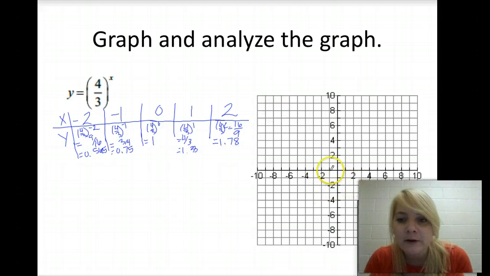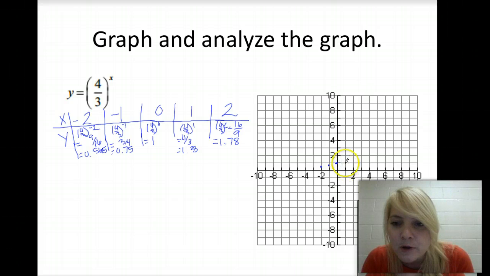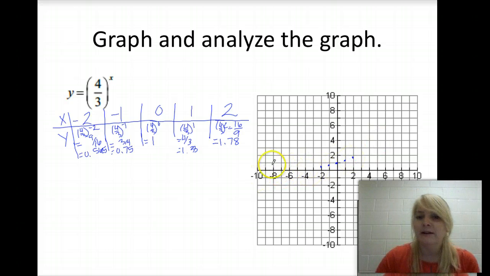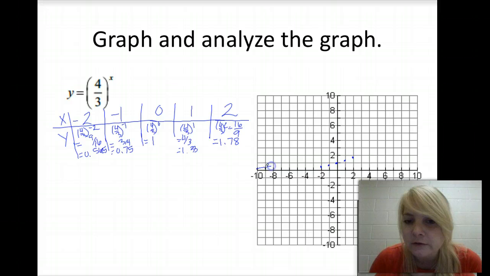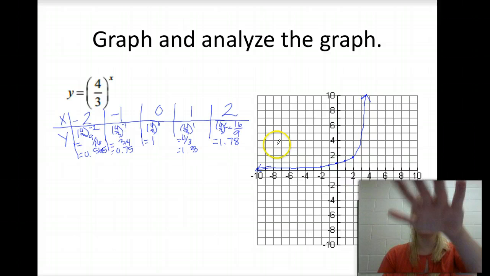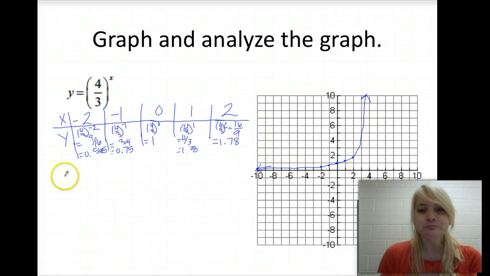So we're going to plot these points. So -2, go up a little more than halfway, -1, going close to 1, 0, 1, 1, 1.33, and then 2, 1.78. So you can see we don't have a straight line here, but we are going to draw a curved line to connect those points, and we're going all the way. All right, so there's our exponential function.